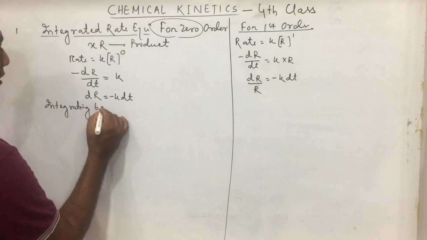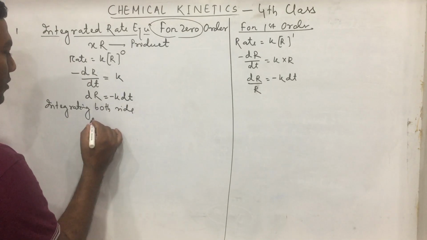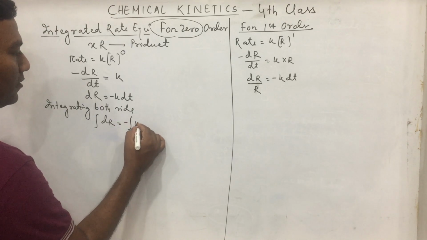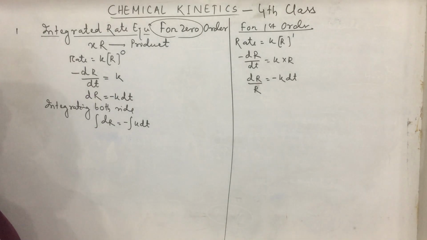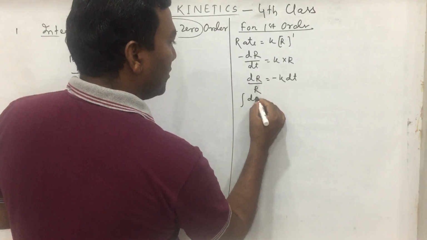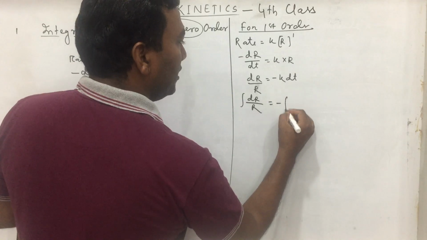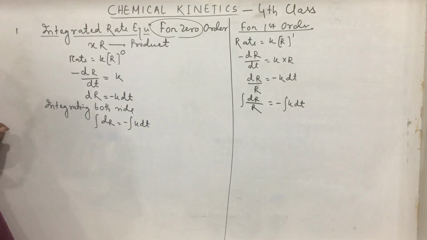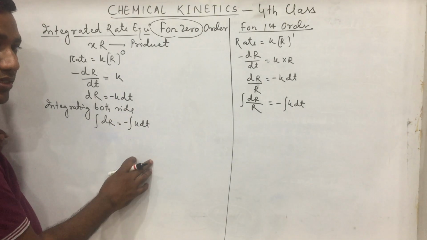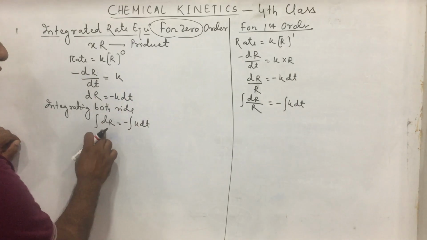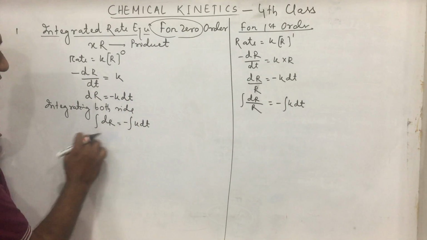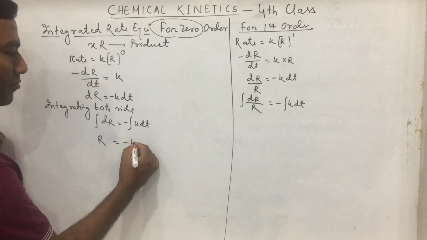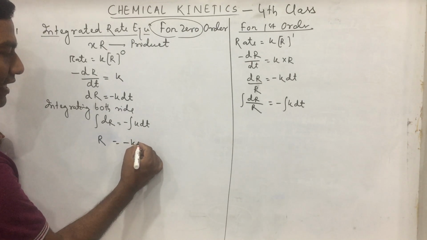Integrating both sides. So integration over dR equals integration over minus K dt. So here also, integration over dR by R equals integration over minus K dt. Clear? So this is an indefinite integral because lower limit and upper limit are not given. That means some integration constant will come. So integration over dR equals R, and K is constant, so minus Kt.